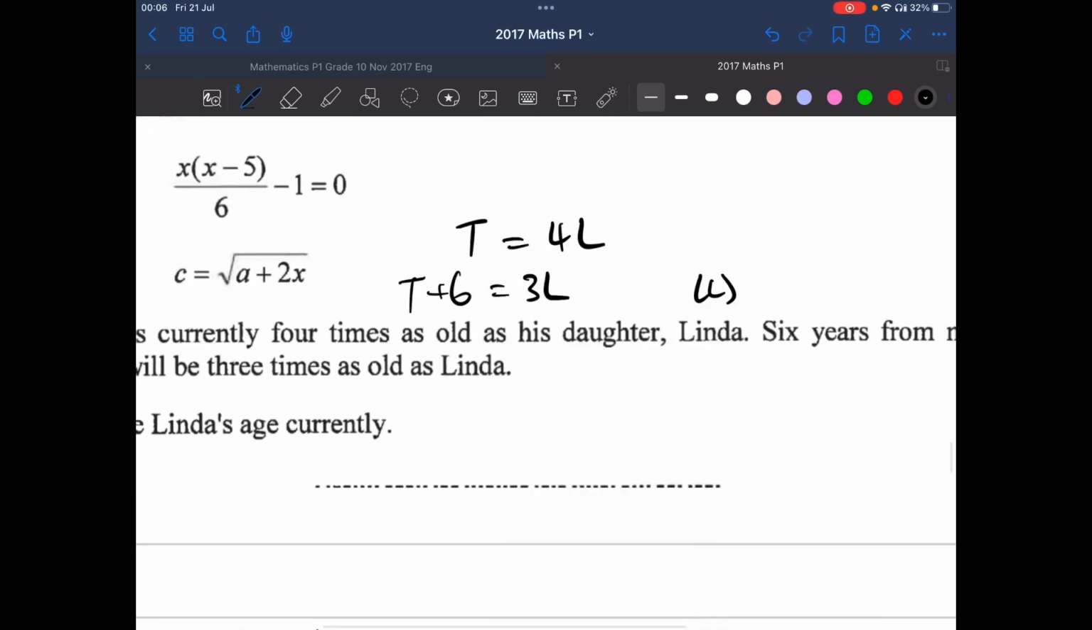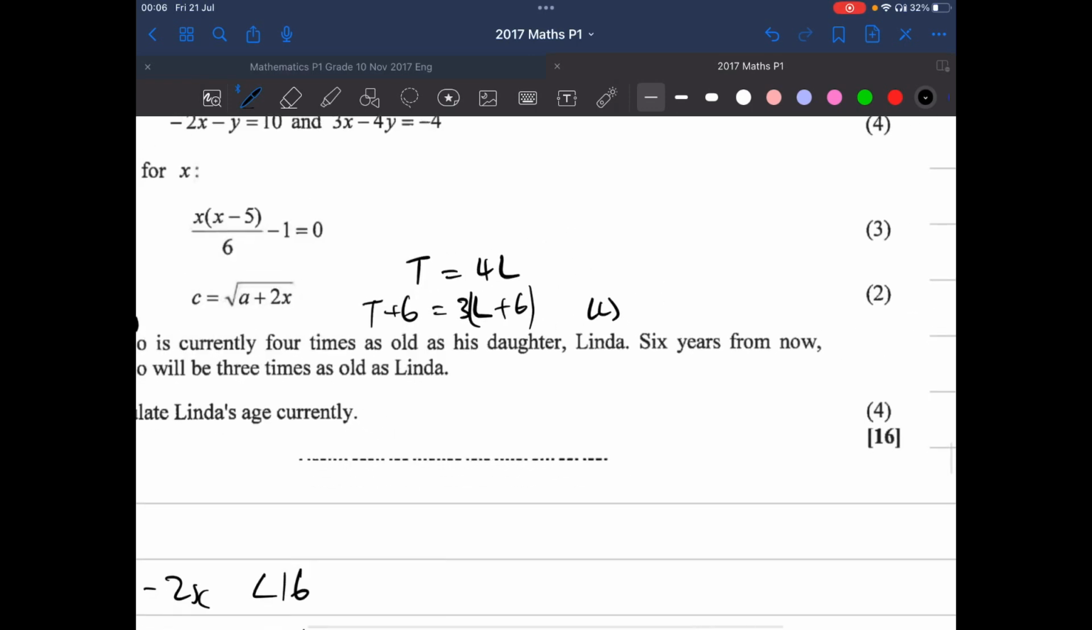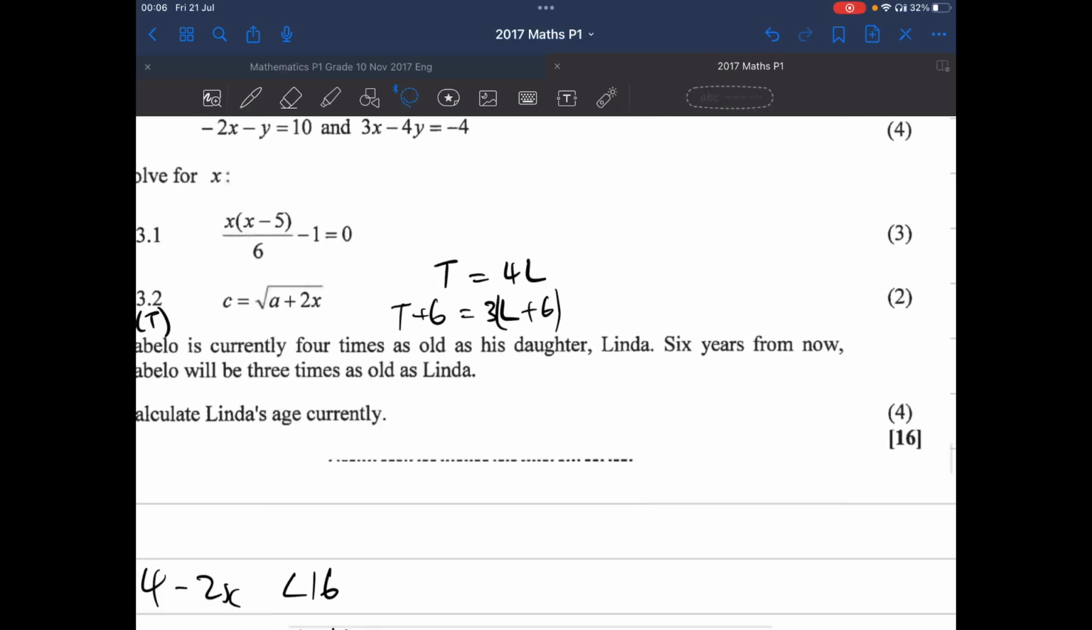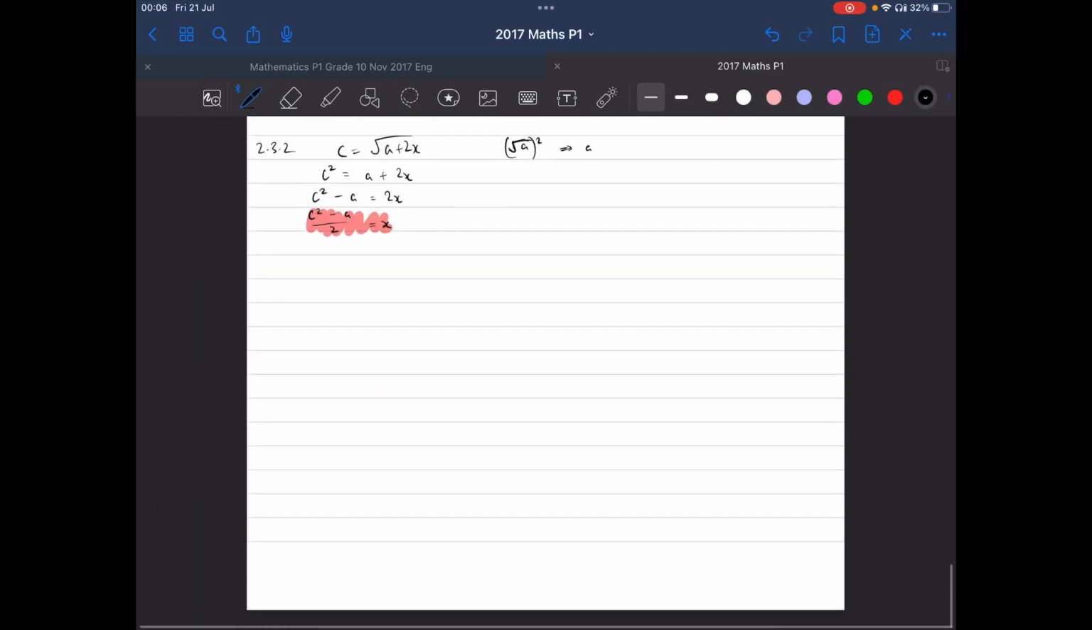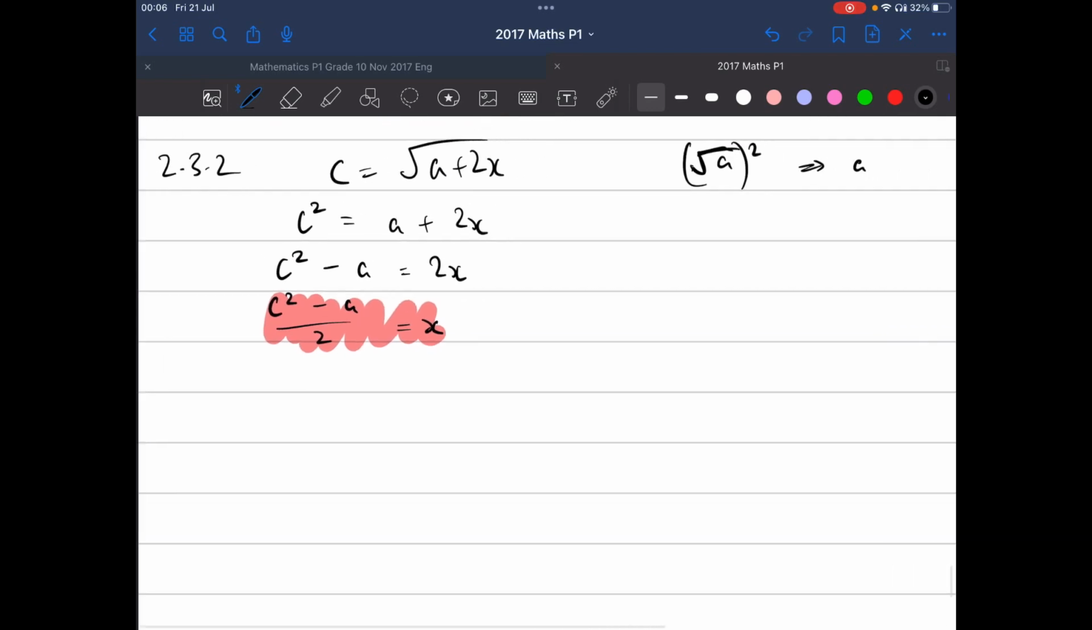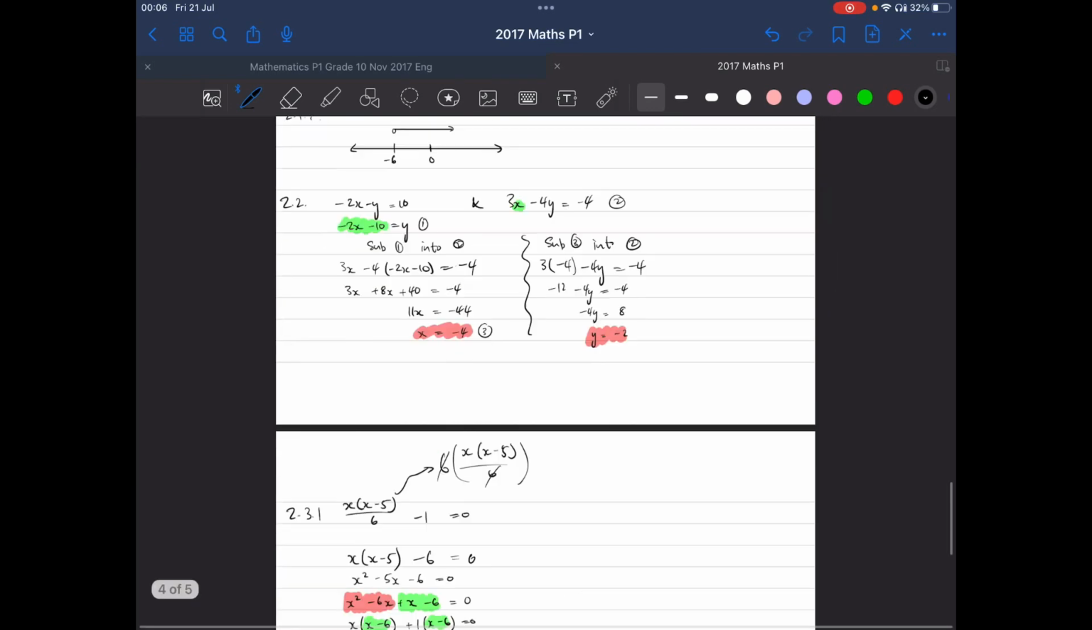Okay, and again this is 3L plus 6 because she's also gotten 6 years older. Okay, so now you can see that we have 2 equations again, and this looks like simultaneous equations, right? Because we have 2 unknowns and we have 2 equations. So I'm just going to rewrite those 2 equations down here. So this is question 2.4.